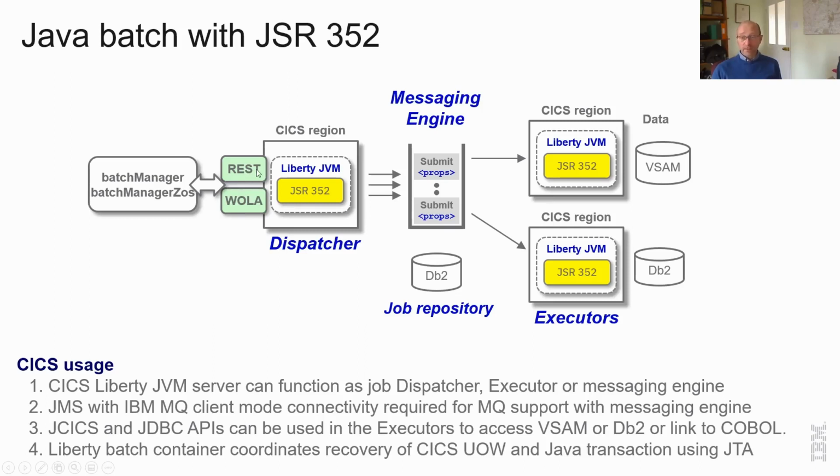The dispatcher would be fed from either a REST connector, or it can use the WOLA connector, and you've got these batch manager clients, and we have the Tivoli batch manager support that integrates into this, so you can use the built-in Tivoli batch manager support for this. You can also run all this in a single CICS region if you wanted, or you can break these out into different Liberty servers running in different components like so. So a powerful infrastructure for modernizing batch using the CICS runtime environment.